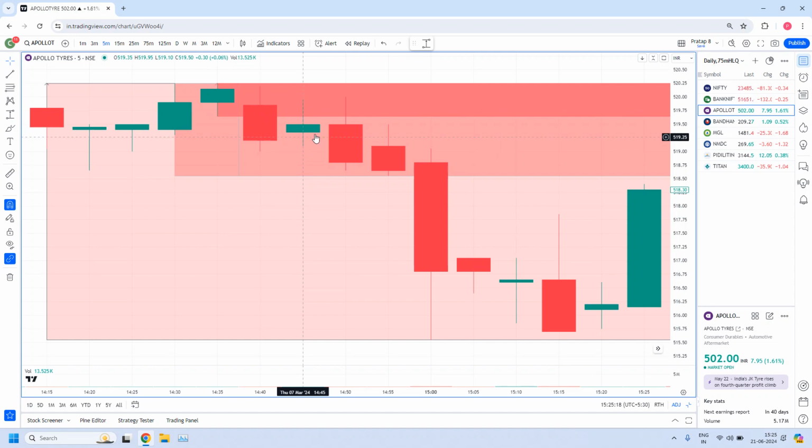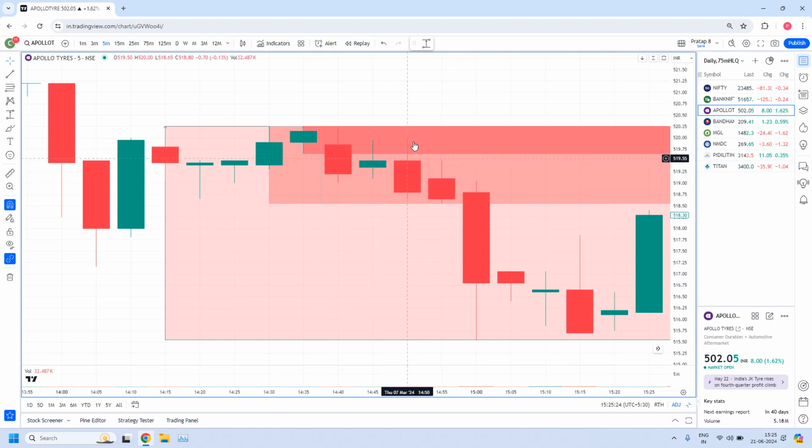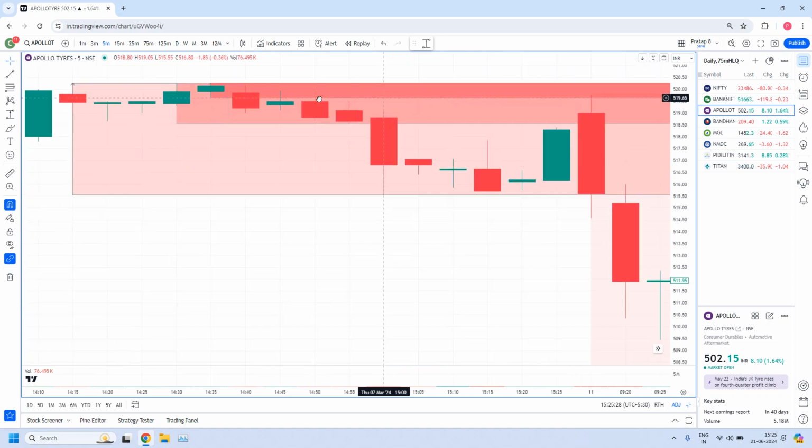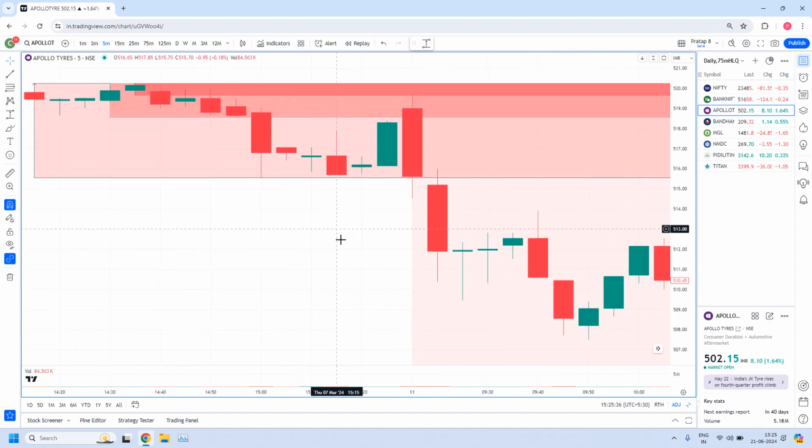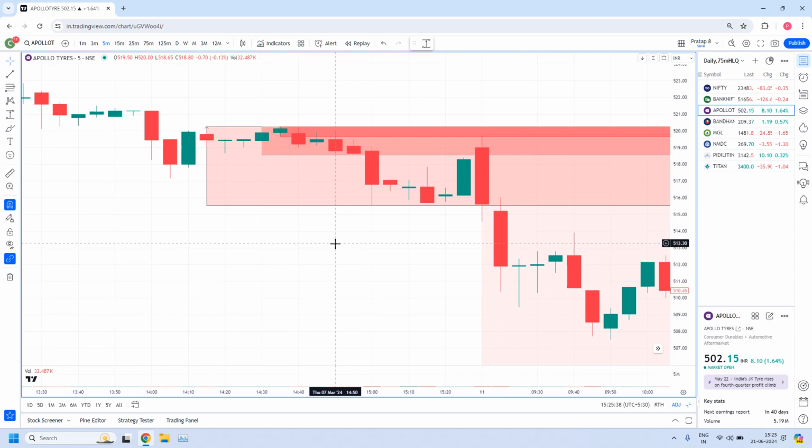But from this zone, multiple times, we are seeing huge rejections. That means there is a strong order flow. Maybe it is a high liquidity zone, I am thinking. The reason is multiple times this zone is getting tested. And again here also.